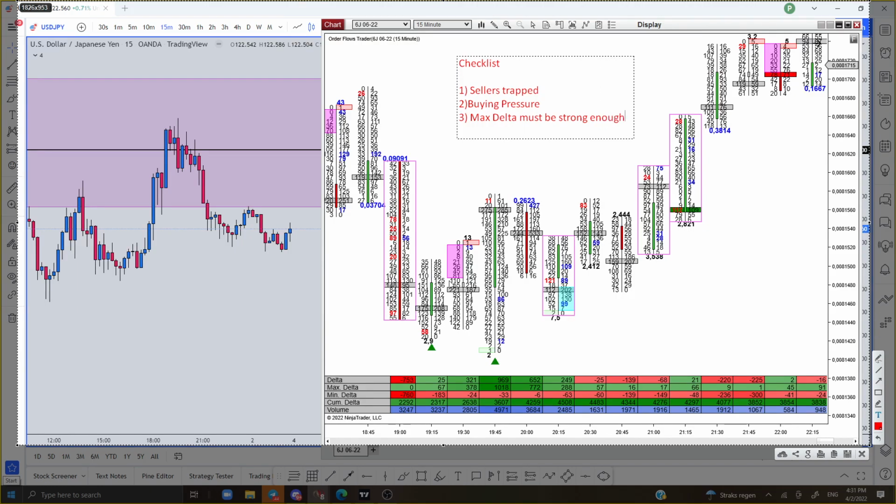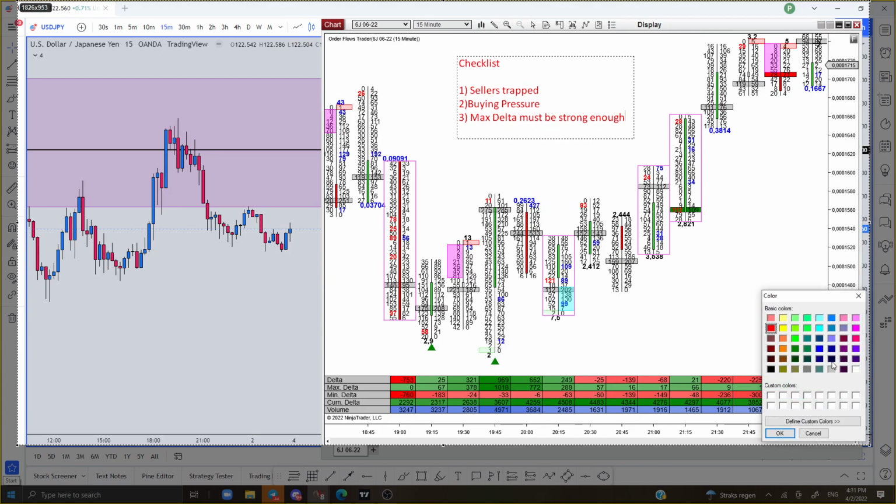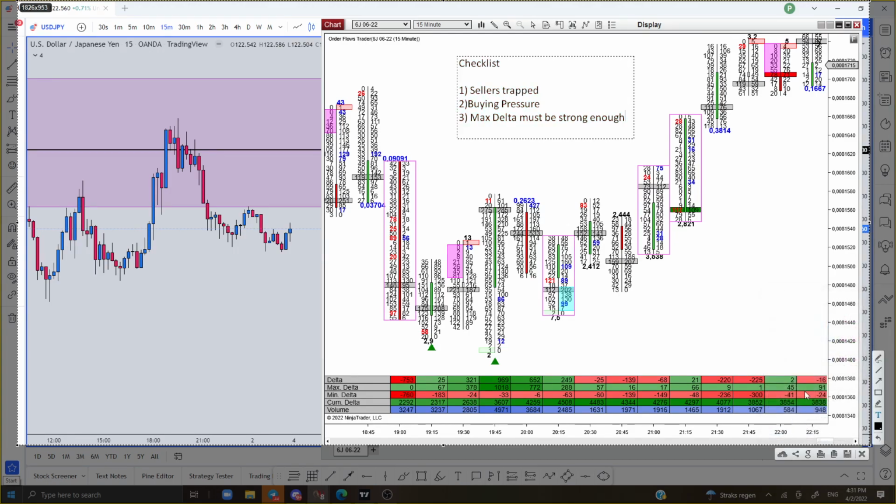Now let's check if we have those checklist items on this point of interest. This is my point of interest. I'm looking to sell USDJPY, so I have to check for a 6J buy. What do we have? Let me check. So we have sellers trapped.